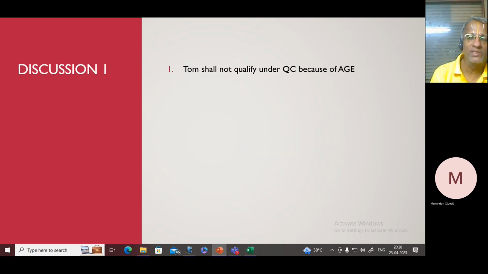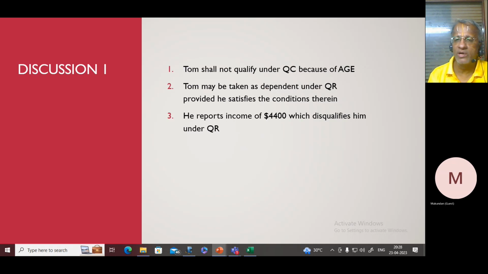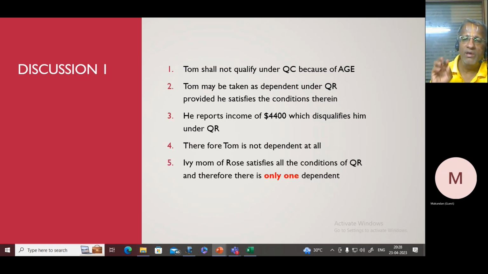So what is the discussion that we have? Tom shall not qualify under QC because of age. Tom may be taken as a dependent under QR provided he satisfies the conditions therein. He reports income of 4,400, which disqualifies him under QR. Therefore, Tom is not a dependent at all. Ivy of Rose satisfies all the conditions of QR, and therefore there is only one dependent. Are you clear?